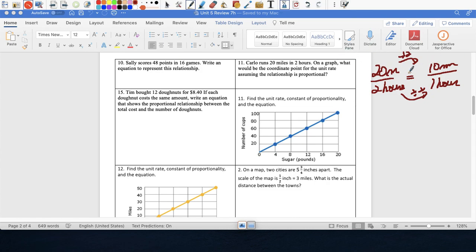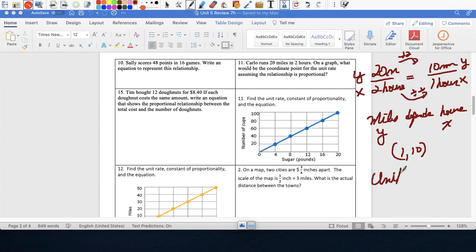So here you would definitely need to know who's your x and y. So this is your y, and this is your x, right? Because if you think about that statement, the number of miles that he's going to run depends on how many hours he's running. So this is your y, and this is your x. So our point is (1, 10). The unit rate is that value where x equals 1 and then your y equals whatever, in this case, 10.